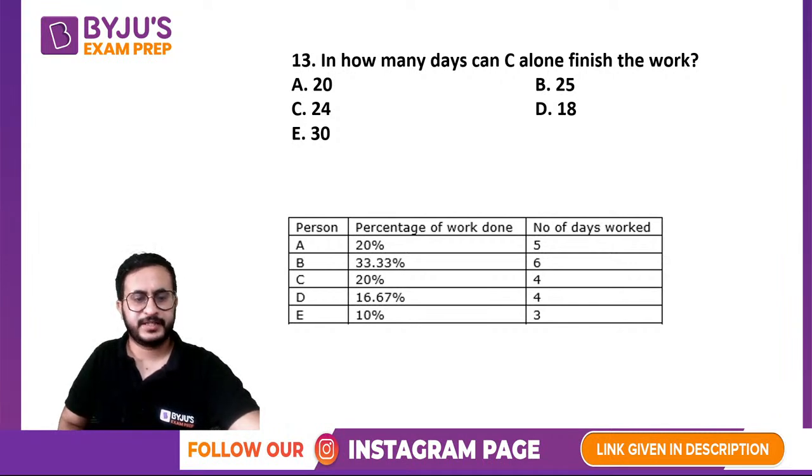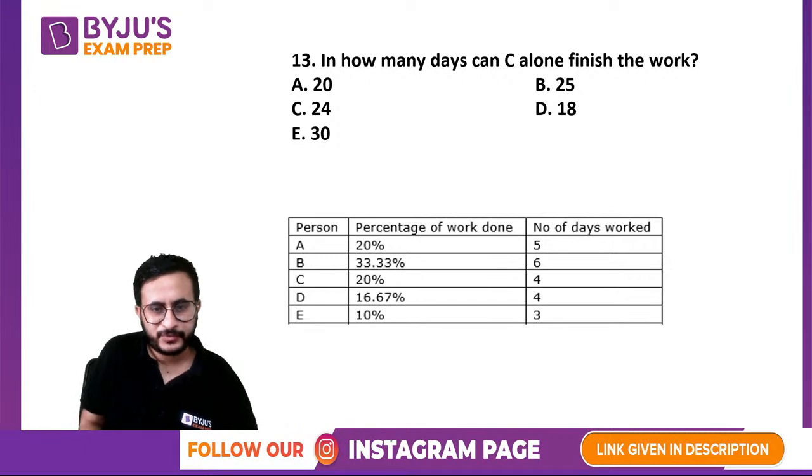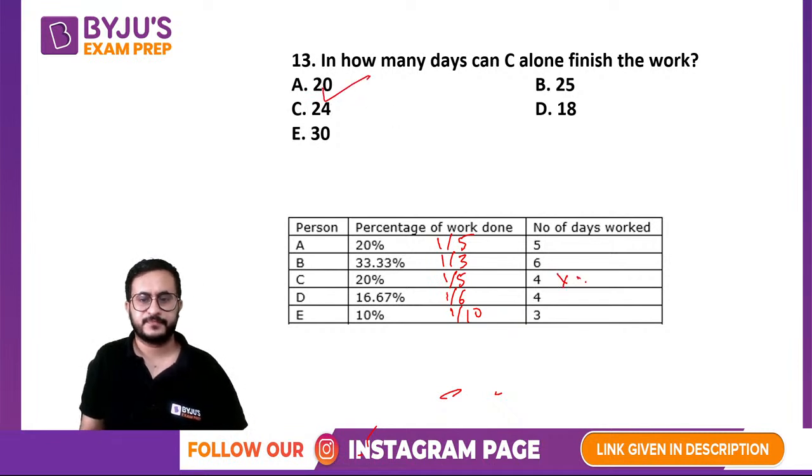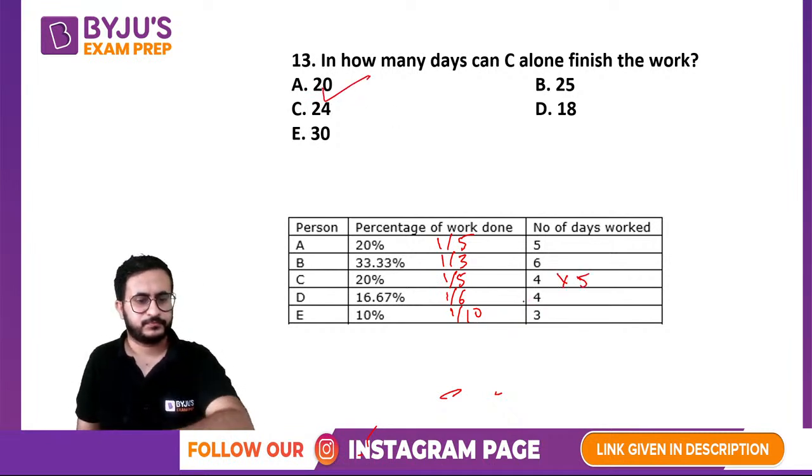So in how many days can he finish the work? And it's simple, right? C is doing 20%. Okay. So another important thing you need to know about DI is these percentages. So this is 1 by 5, 1 by 3, 1/5, 1/6, 1/10. Right. So if he is doing 1/5 of the work in 4 days, 4 into 5, 20 days.